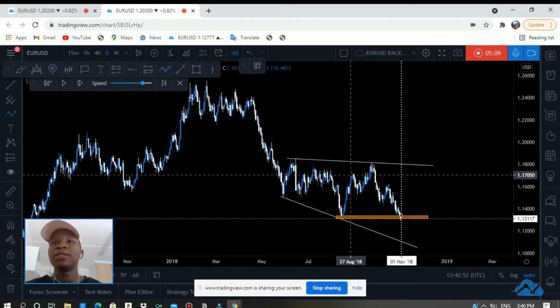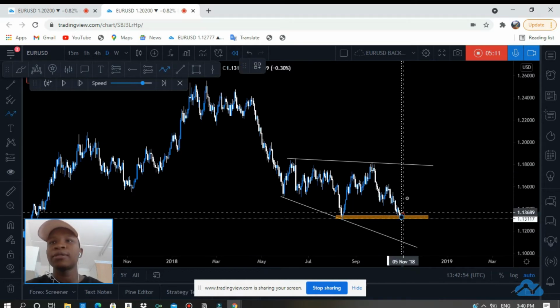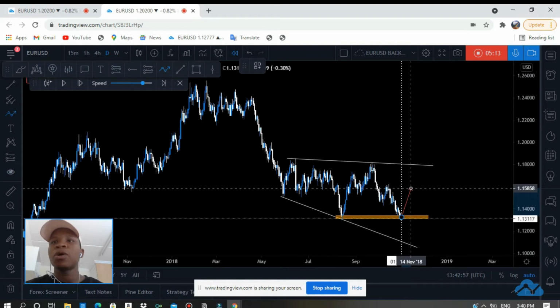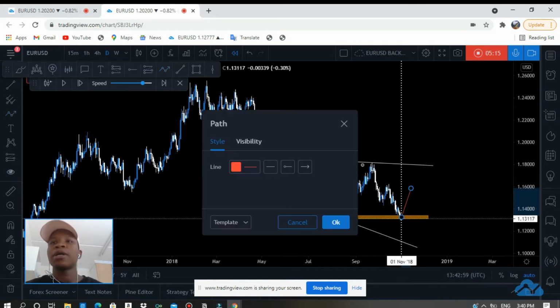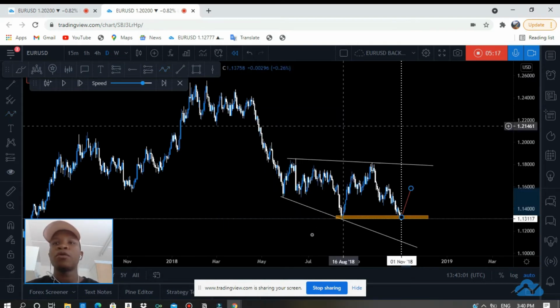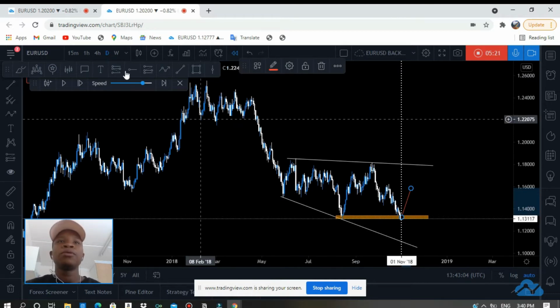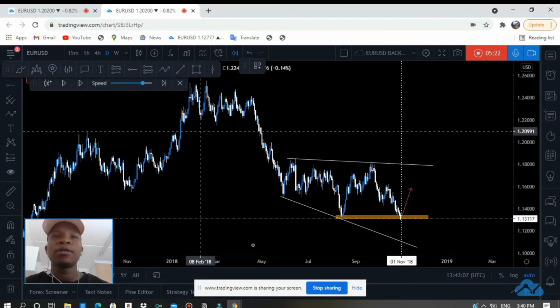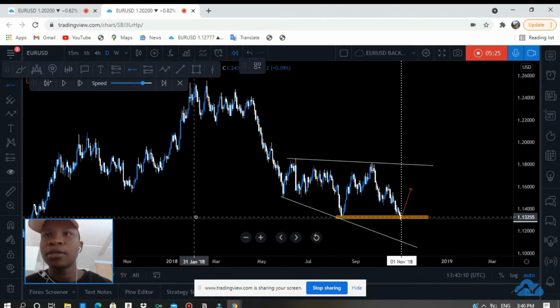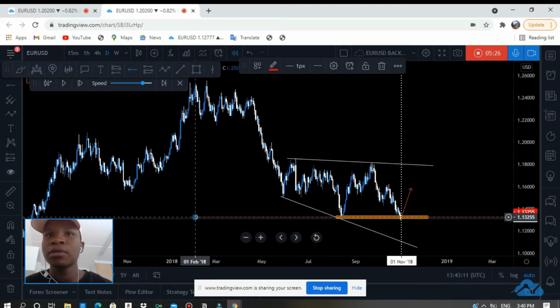We take some buys here, and we go to the upside like this. You see, this is a strong support area. If you go left, you're going to see price has been respecting this area here. So let's put this ray line here to mark up our middle.